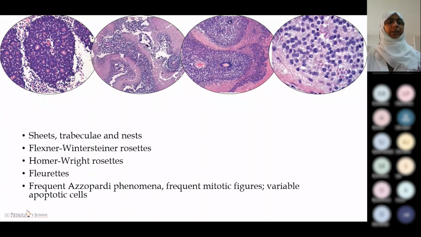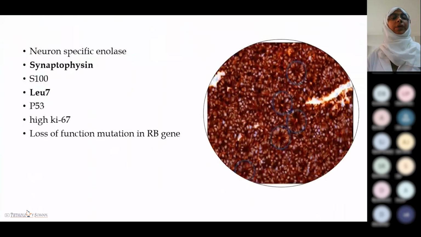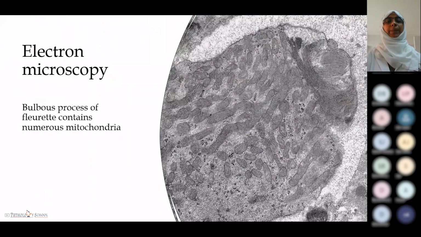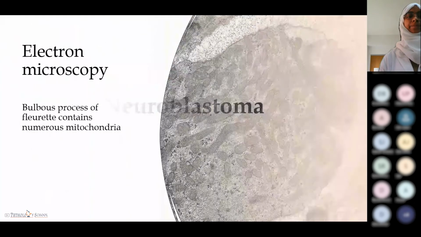The florets are also noted in these tumors, showing positivity for synaptophysin, NSE, and S100. On electron microscopy, the characteristic florets contain numerous mitochondria that you can see.